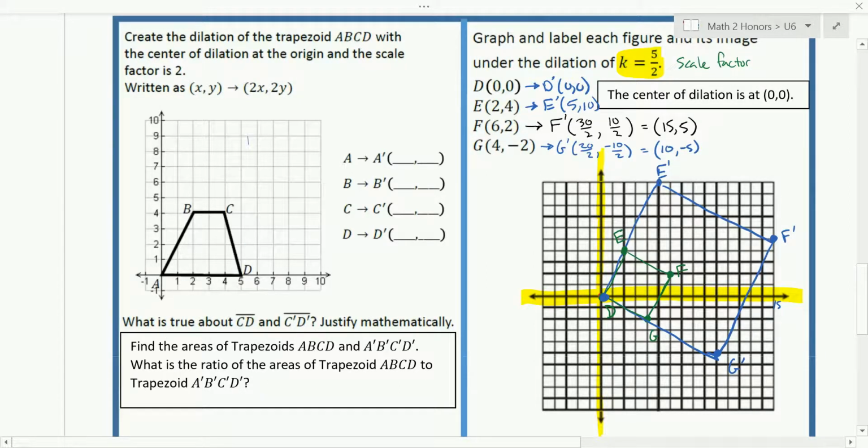Down here you got what's true about CD and C prime, D prime. Can you justify that mathematically? Can you find the areas of the two trapezoids? Can you find the ratios of those areas? So I'm going to give you a little time to work ahead on this and see what you can do with that.